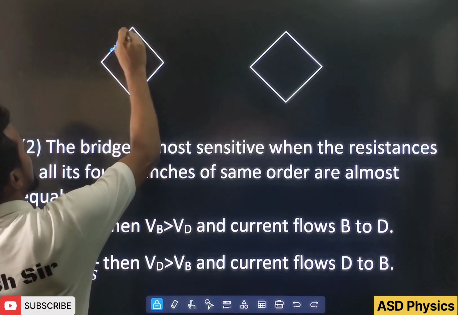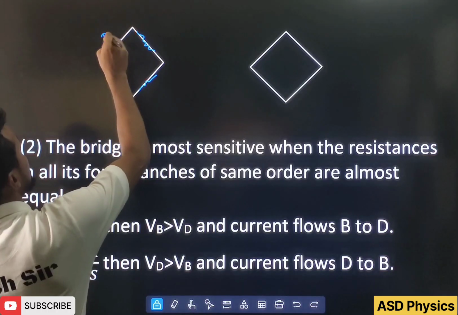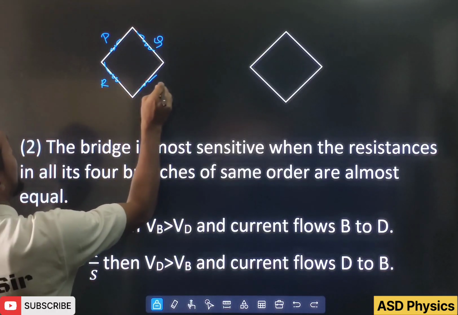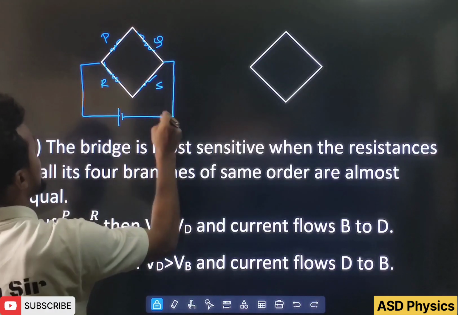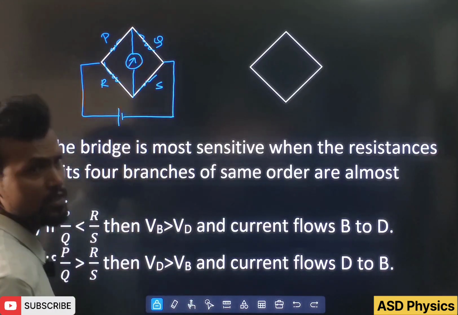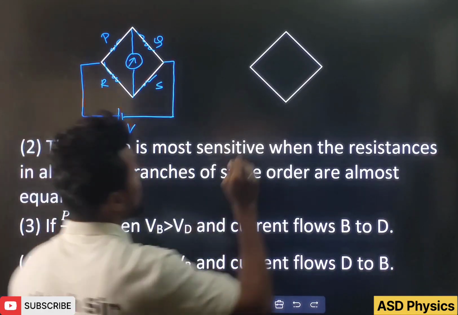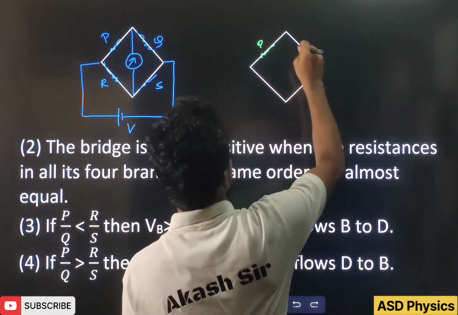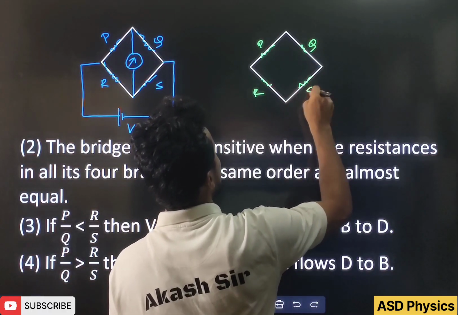Let me write here, see, this is the thing. What was this? This is P, Q, R, S. And here this was the battery. And here it was the galvanometer. Is it? So now what I am going to do is just interchange the position. So let's take here also, this is P, Q, this is R, and here resistance S.